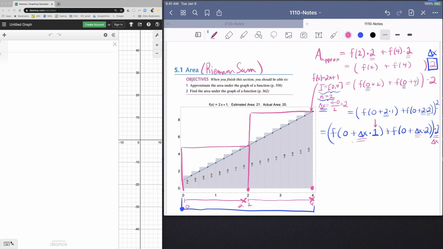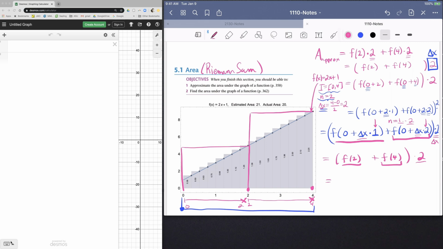And then this 1 and this 2 change because we're going from n equals 1 up to n equals 2. We had 1 and then 2 rectangles. Okay? So then you could evaluate this to be the function evaluated at 2 plus the function evaluated at 4, times 2. Here's the function evaluated at 2. Here's the function evaluated at 4. And then the delta x is equal to 2.